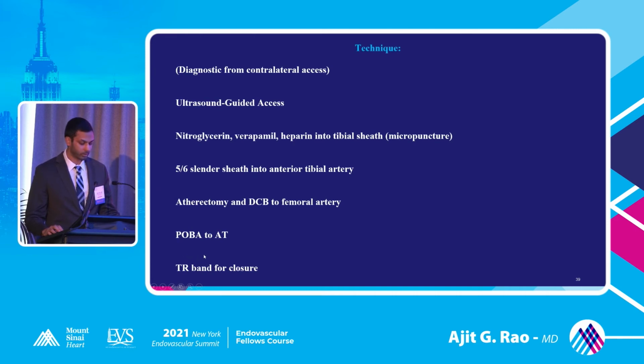Thankfully, this case was pretty straightforward. I was able to cross it just with the V18 and an 018 QuickCross catheter, and it kind of shot all the way up. And then we treated it with a DCB, a drug-coated balloon, to the femoral artery, as well as a plain balloon, a Nanocross balloon, to the anterior tibial.